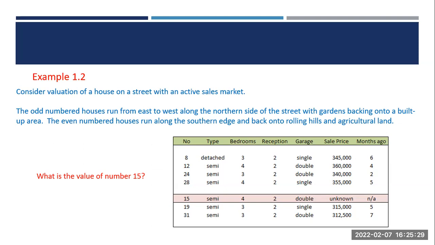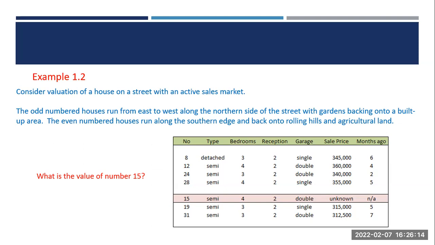Okay, the sales prices range from 312,500. These could be pounds, euro, dollars, or anything. They're not labeled at this stage anyway. And the most expensive house was 360,000. And we can see they're quite different. Number 12 is 4 bedrooms, 2 reception rooms, and a double garage, which was 360. While number 31 was a semi-detached house, and traditionally we would expect detached houses to achieve more. But both of these properties are semi, and the only real difference is one has an extra bedroom.